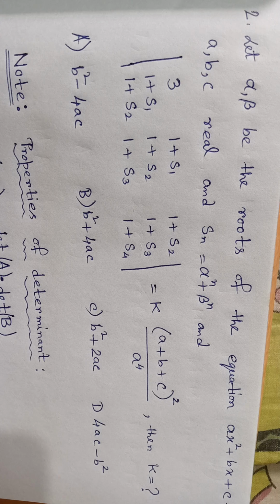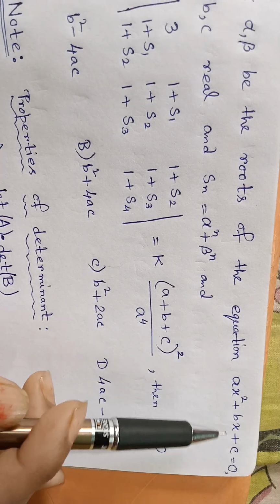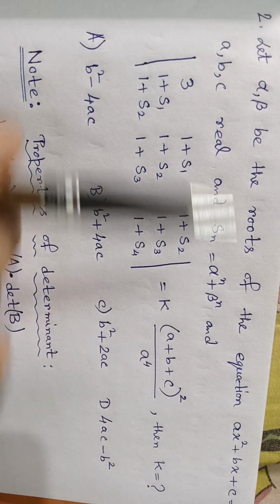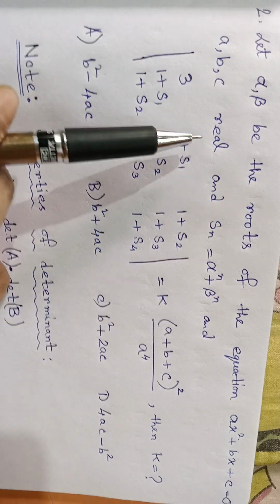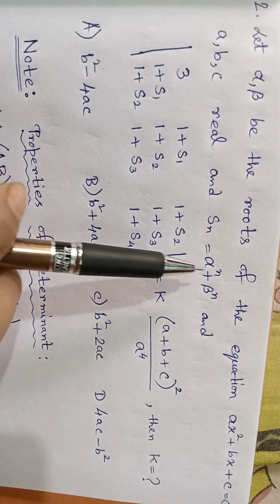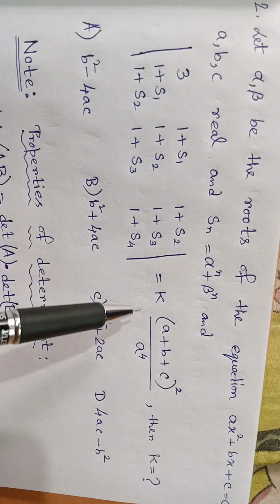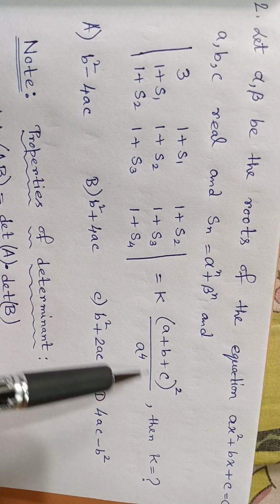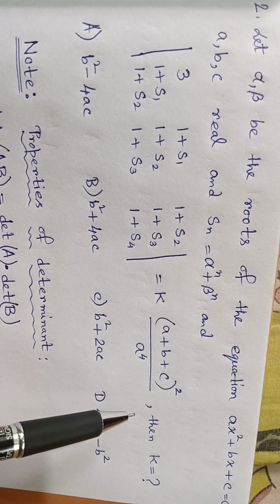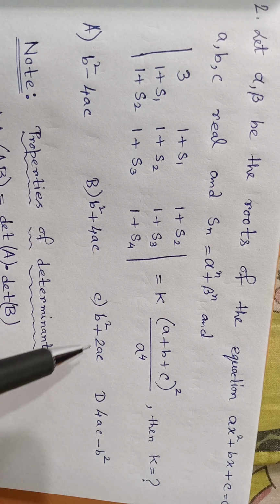Let us start a new sum of the 2023 WBJEE exam. So the problem is: let alpha, beta be the roots of the equation ax square plus bx plus c equal to 0, where a, b, c are real numbers and obviously a must be non-zero, and Sn equal to alpha to the power n plus beta to the power n. And this determinant value is equal to k into (a plus b plus c) whole square by a to the power 4. Now we have to find the value of k. Four options are given. We have to choose the correct option.